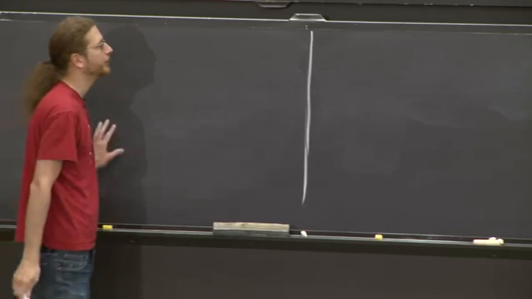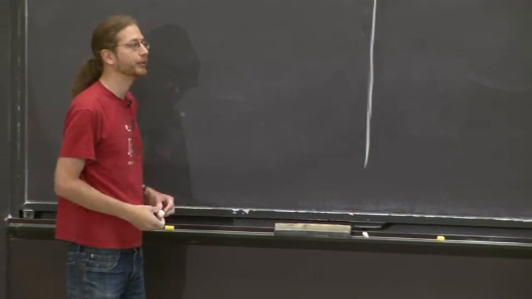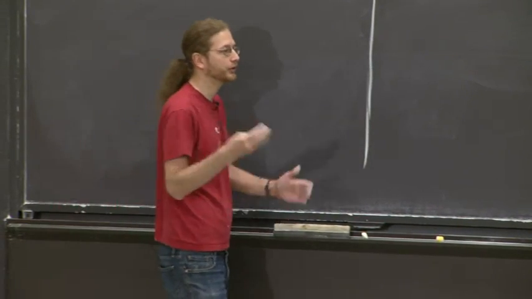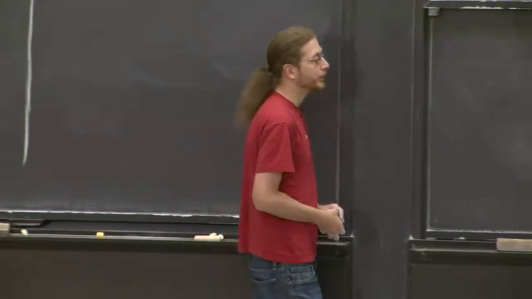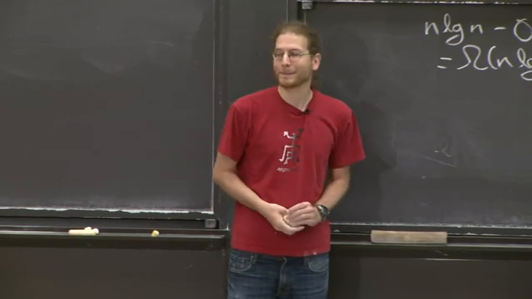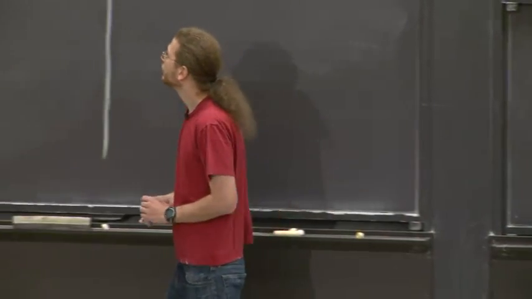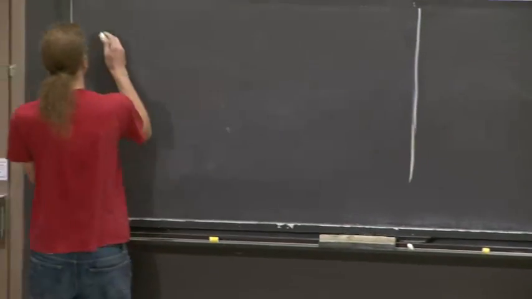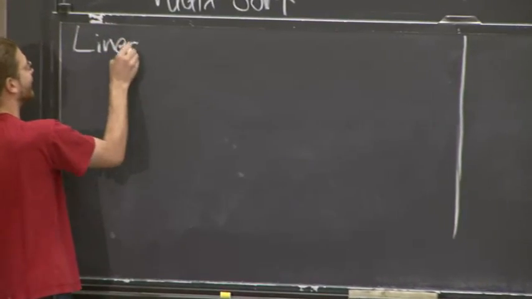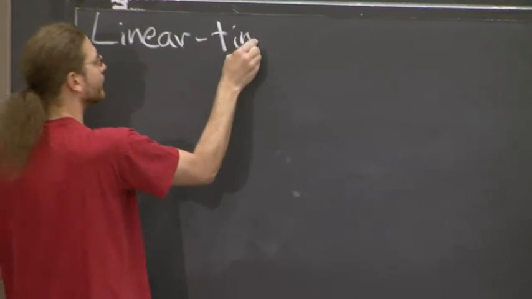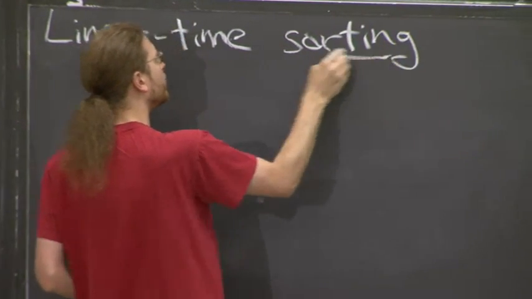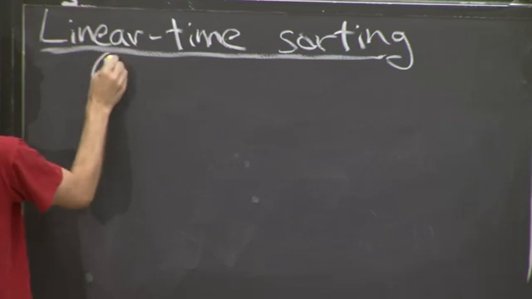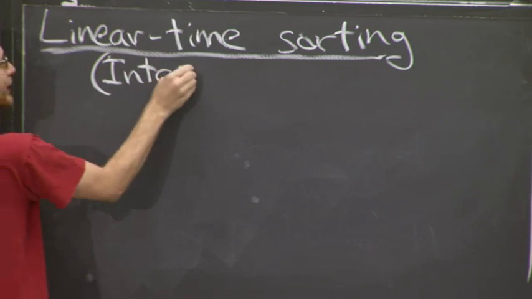We've talked about the RAM in particular, random access machine, where memory is an array. You can access anything in the array in constant time. And we're going to use that power of the RAM to sort in linear time. Sometimes. A more appropriate title for this section of this lecture would be integer sorting.